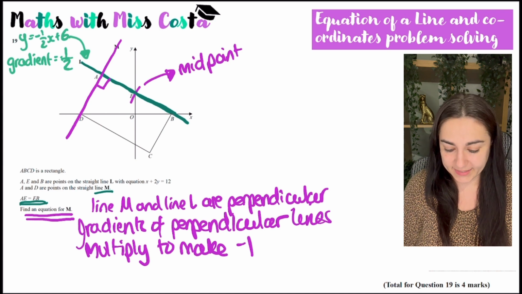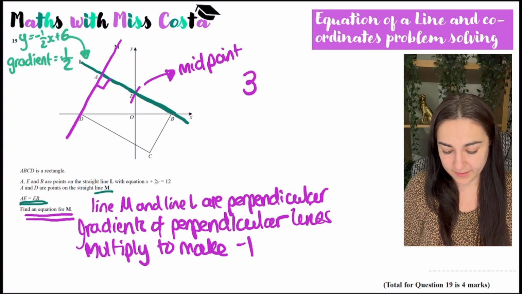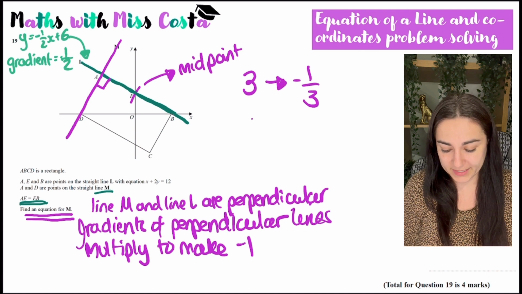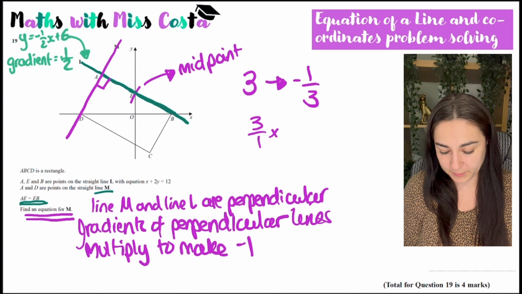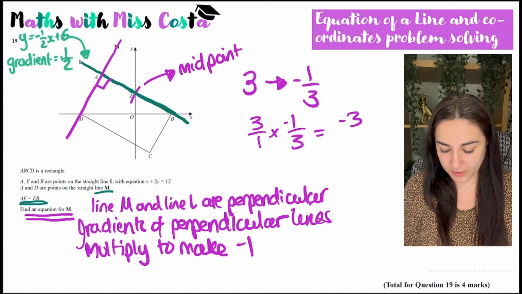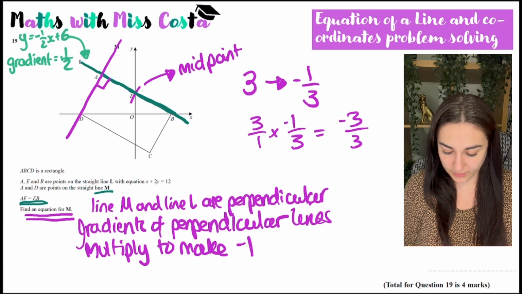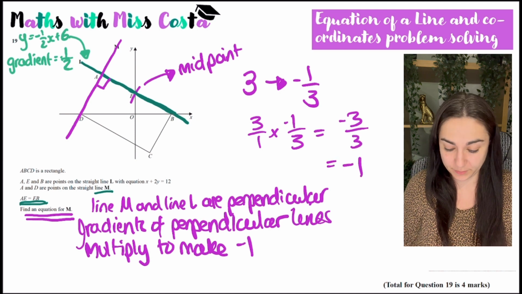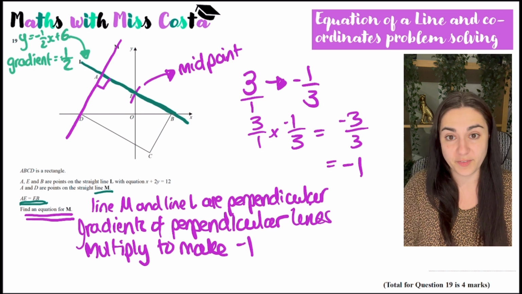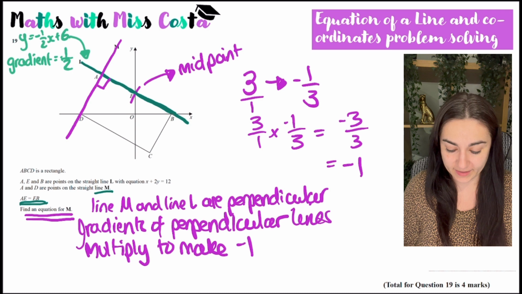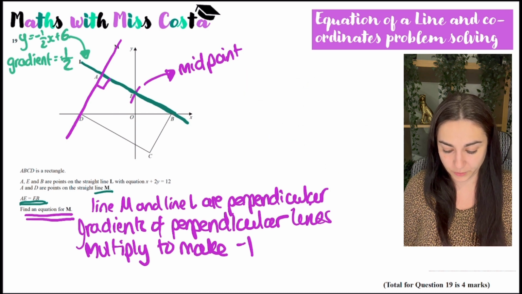And all that means, let's say you had a gradient of 3, the negative reciprocal would be -1/3, because if you did 3 over 1 times -1 over 3, 3 times -1 is -3 over 3, which would simplify to -1. Okay, so the negative reciprocal, whatever you have, if it's a whole number, you turn it into a fraction, flip it, and then put a negative sign on it. If it's already a negative, then it's just going to be the positive version of that reciprocal.